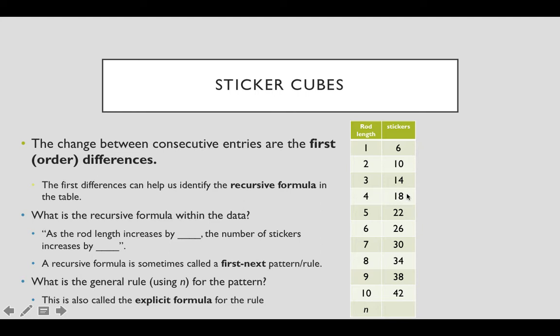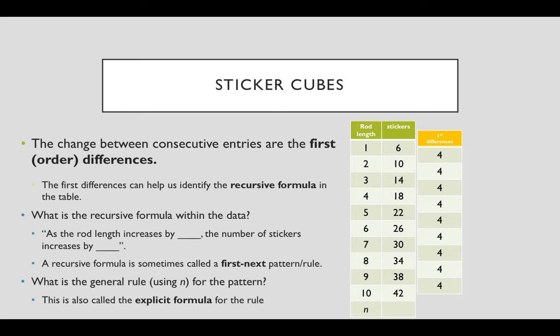If I add these on here, what I want to look at is the change between consecutive entries. So, for example, when the rod length goes up 1, the number of stickers goes up by 4. This change that we're talking about, these 4s over here, between consecutive entries are what we call the first order differences of the pattern. The first order differences can help us identify the recursive formula in the table.